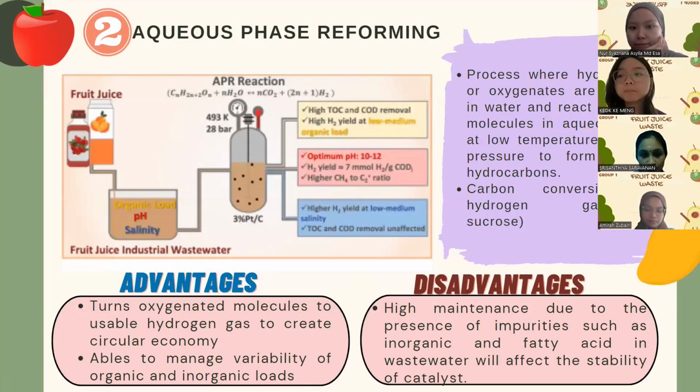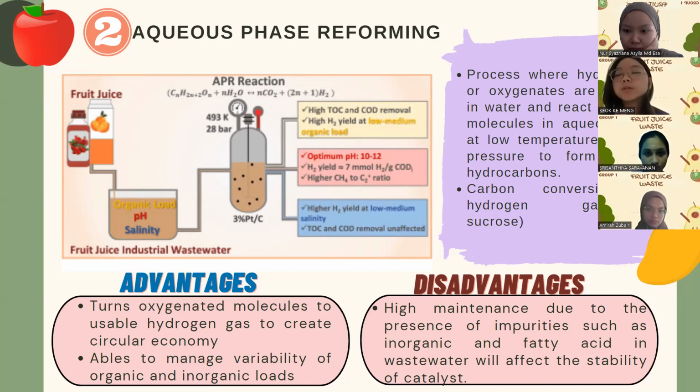So the second method is aqueous phase reforming, which is a process where hydrocarbons or oxygenates are dissolved in water and react with water molecules in aqueous phase at a low temperature and high pressure to form hydrogen gas and hydrocarbons. The carbon is converted into hydrogen gas from sugars such as fructose and sucrose.